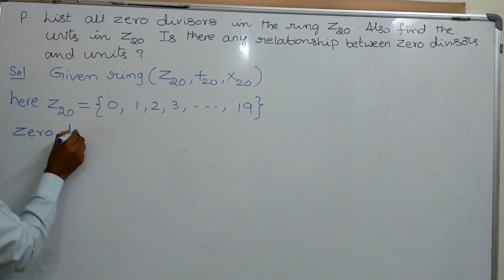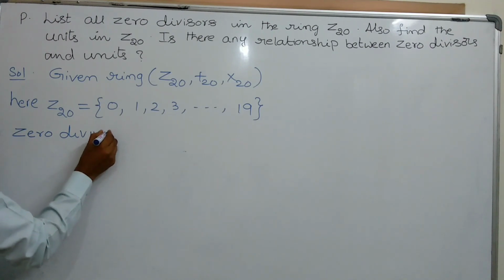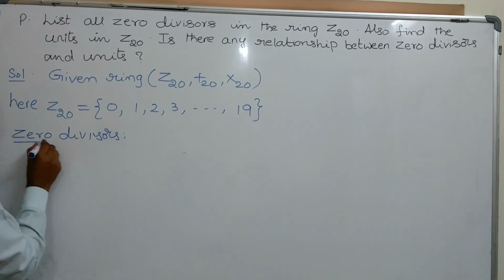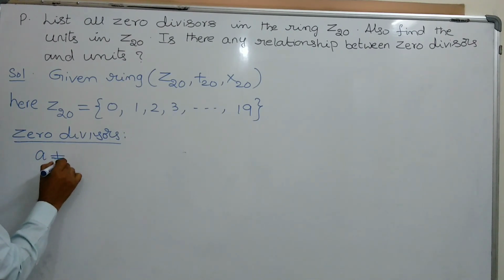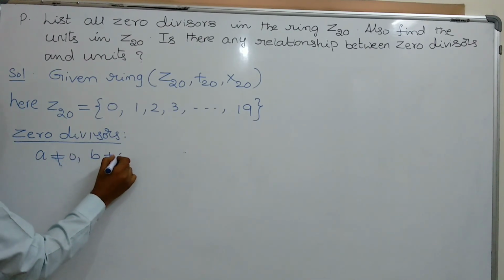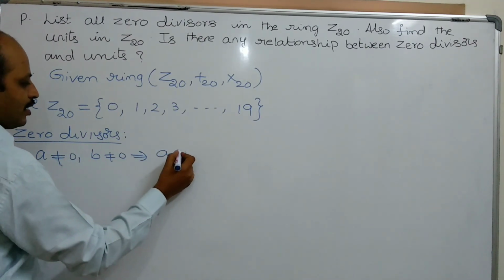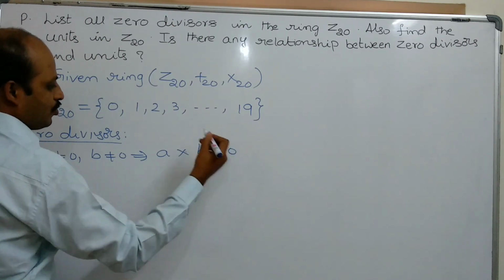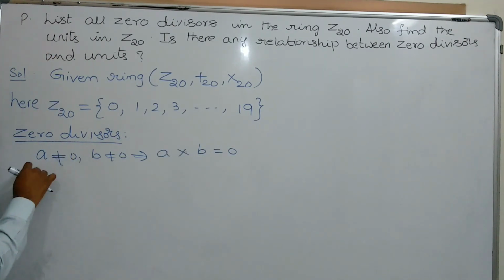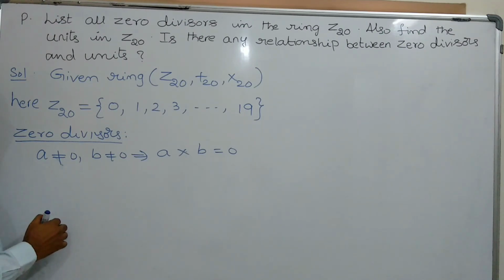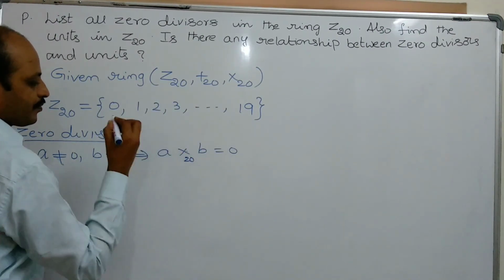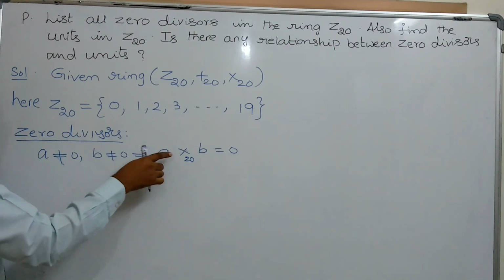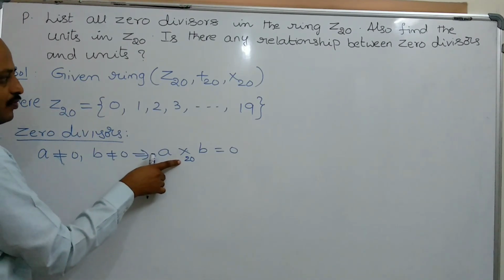Zero divisors definition. A not equal to 0, B not equal to 0 implies their product is equal to 0. Then we say that A, B are zero divisors. Here the operation is multiplication modulo 20.